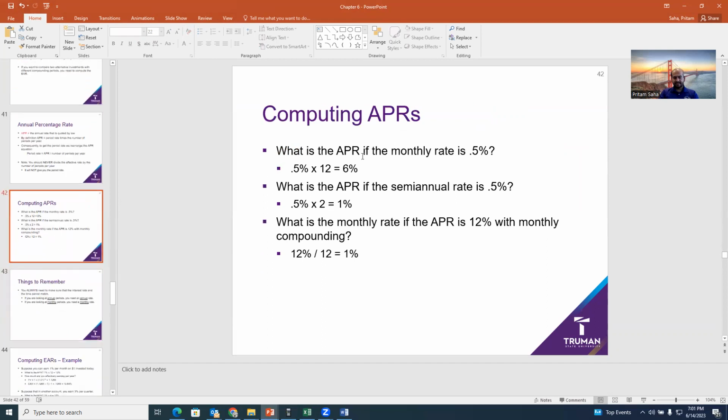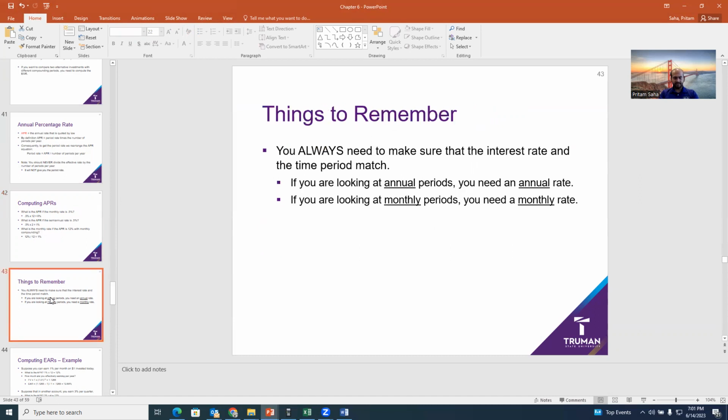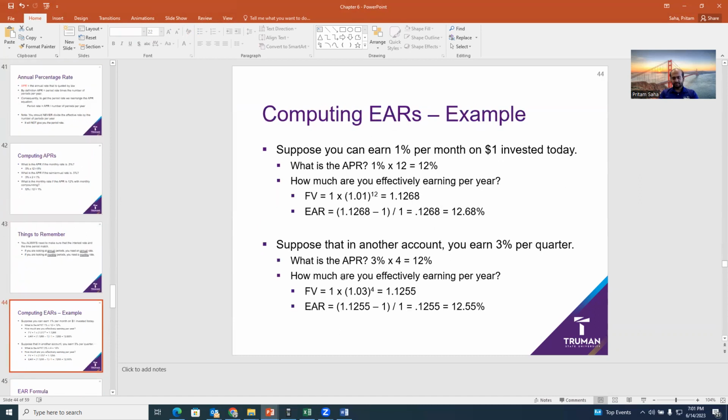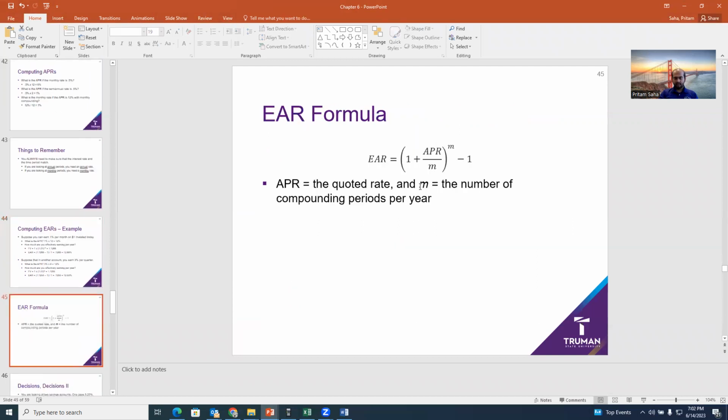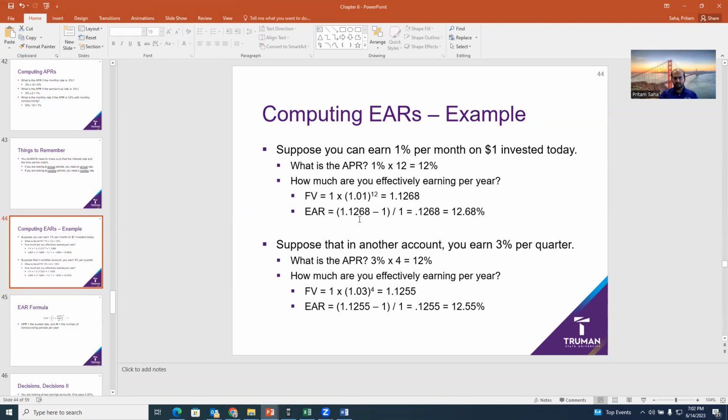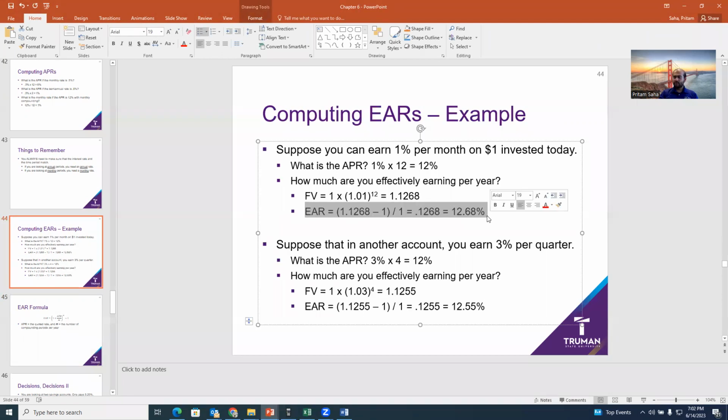Now let's go over this slide, very simple examples, very easy. Now let's do these problems. You earn 1% per month, which is the periodic rate, on $1 invested today. What is the APR? So 1% per month means 1% times 12, not divided, times 12. If you know your APR, use the formula 1 plus 0.12 divided by 12, to the power 12, minus 1. You will end up with this rate. Similarly here, okay?